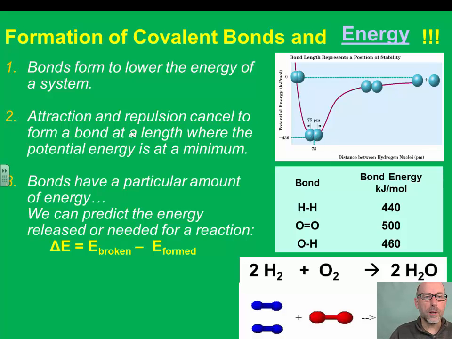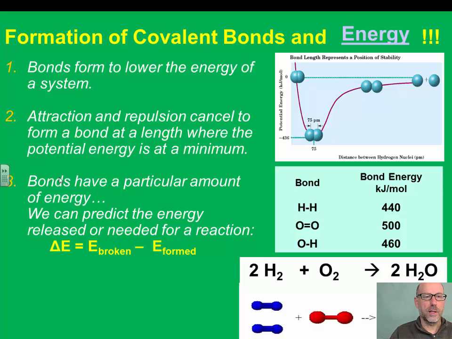The second concept is this: attraction and repulsion cancel to form a bond at a length where the potential energy is at minimum. So again, we'll visit this graph over on the right. It's kind of like the three bears. These two atoms up here are too close together. These atoms over on the right are too far apart. But these atoms are just the right distance apart.